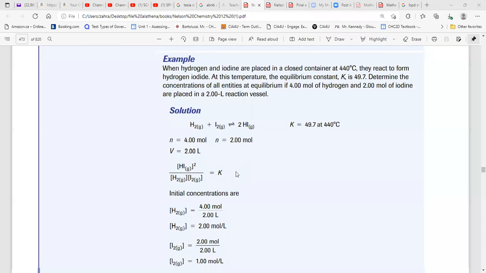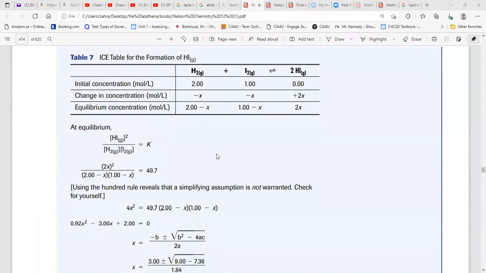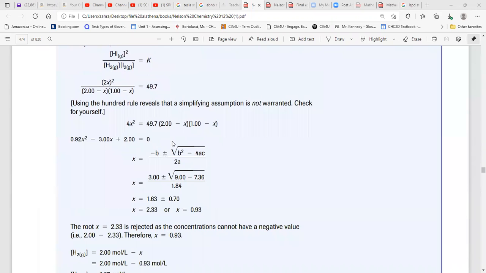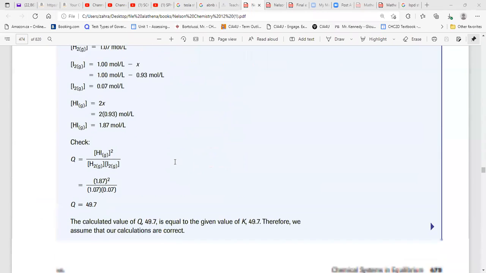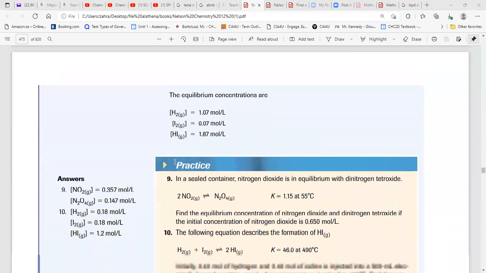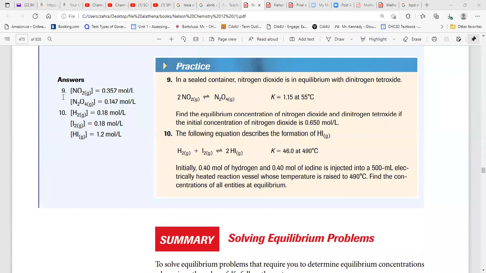At the end, you can check your answer. Here's another one that you have to treat the same way. You can use the quadratic formula for this. I would like to see you students check this question yourselves. Question 9 and 10, you do as practice.